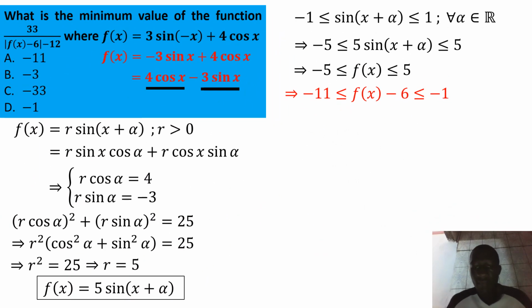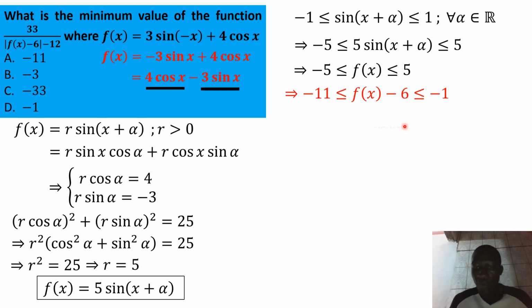So we have had that -11 is less than or equal to f of x minus 6, which is less than or equal to -1. From there, since we need the absolute value of f of x minus 6 before we subtract 12, take the reciprocal and multiply by 33, we have already seen previously that the absolute value function is decreasing on a negative interval. And since f of x minus 6 is in an entirely negative interval, if I want to take the absolute value of the function, I'm going to switch the bounds.